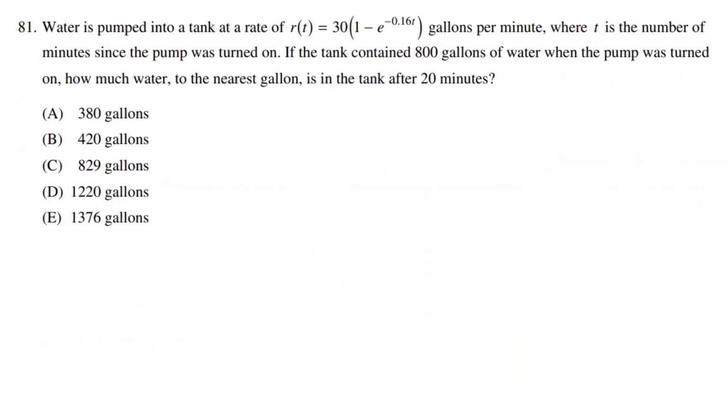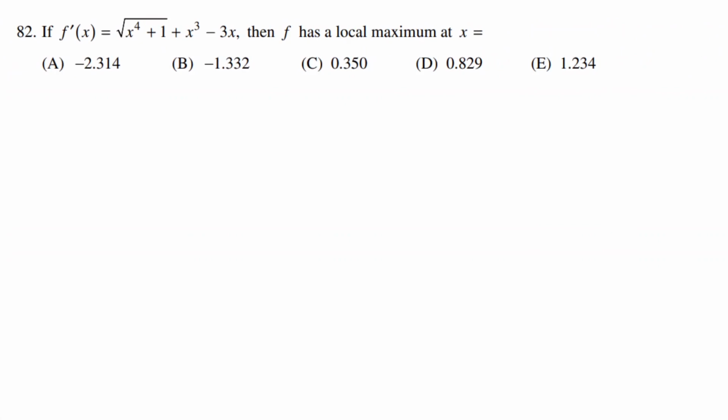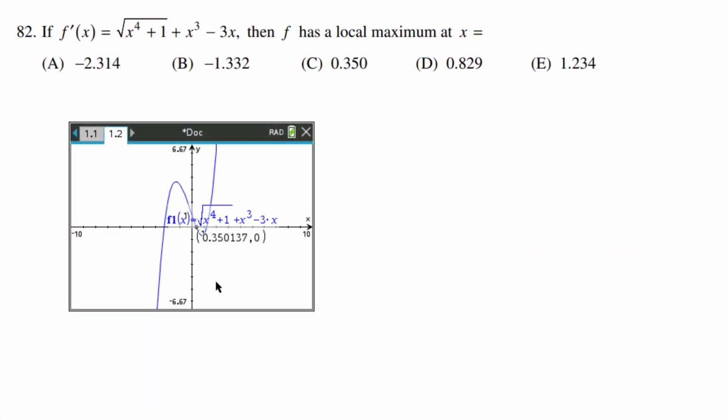81 gives us a rate in and an initial value, so we do 800 plus an integral from 0 to 20 of the rate. This gives us 1220, which is D. For number 82, all we need to do is graph f prime on our calculators and find the zeros. It changes from positive to negative at 0.35, so the answer is C.